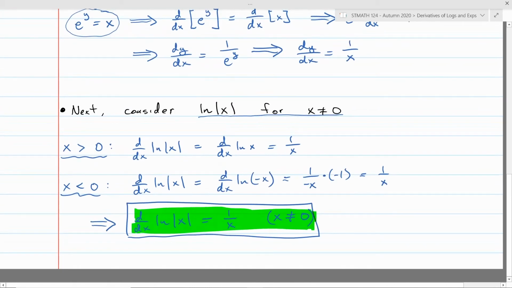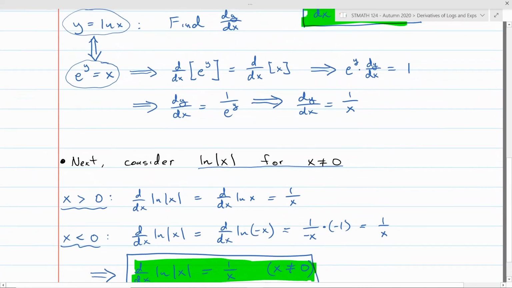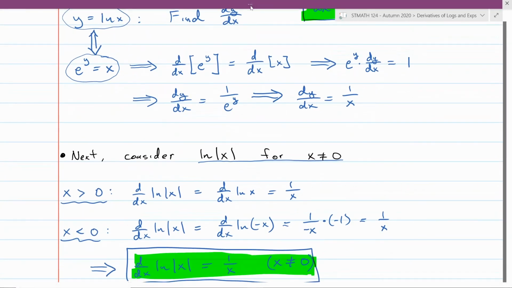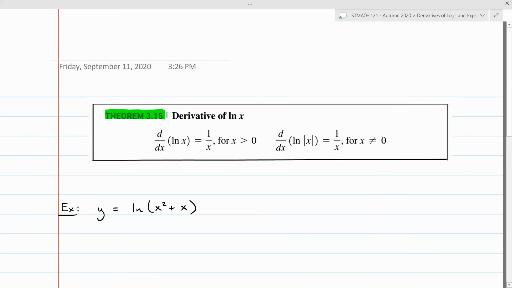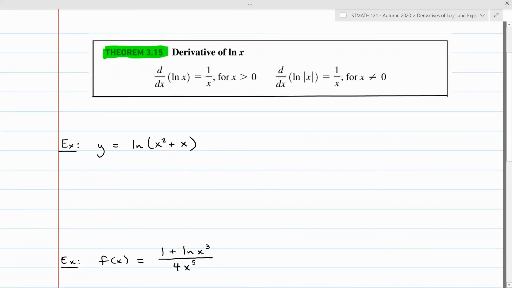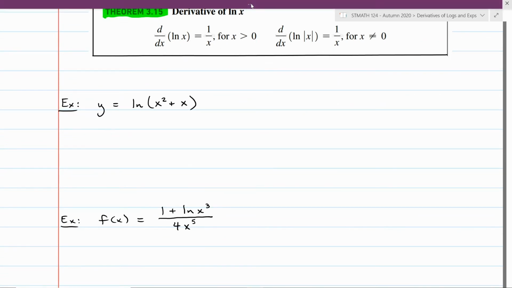But like I said, we won't use that formula too much in the first calculus class, but it is important for the second one. All right, so all this is summarized in this theorem 3.15. Whether you differentiate natural log of x or natural log of the absolute value of x, you get 1 over x either way.